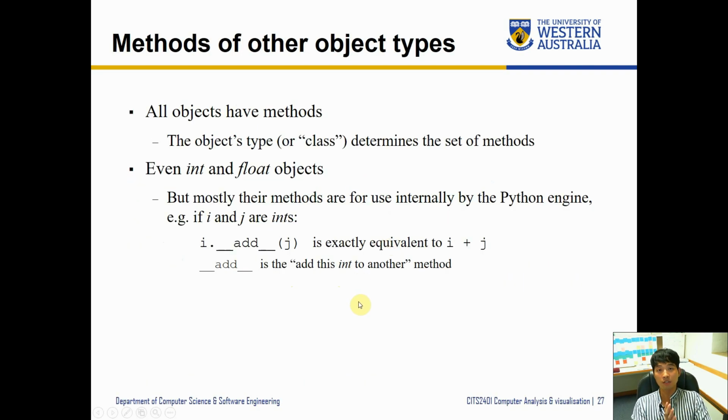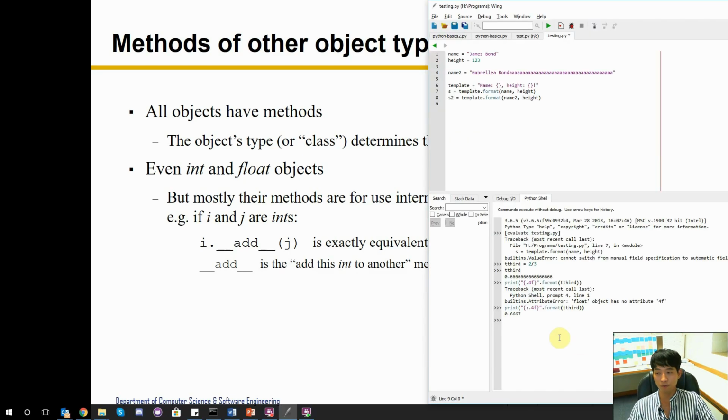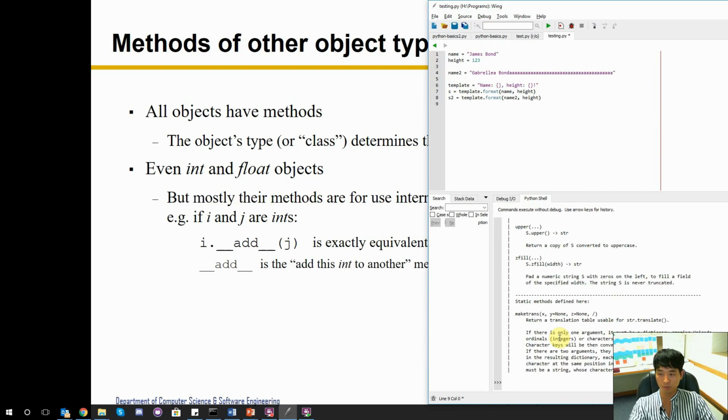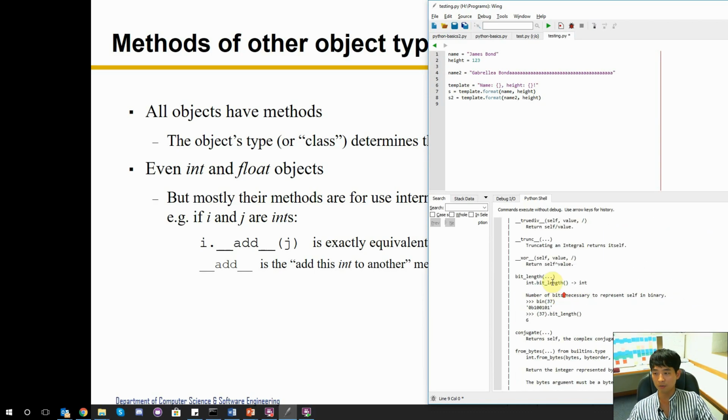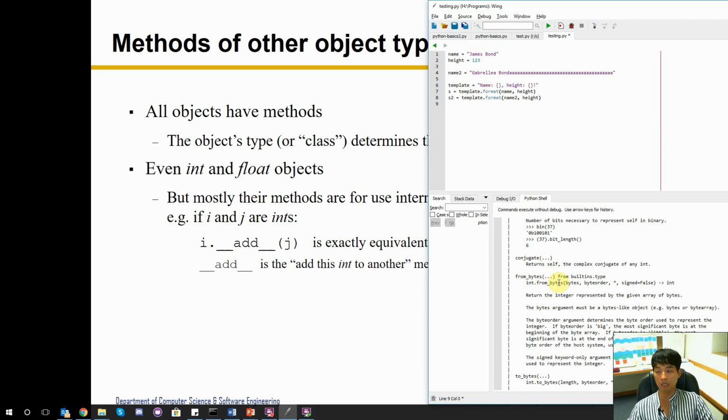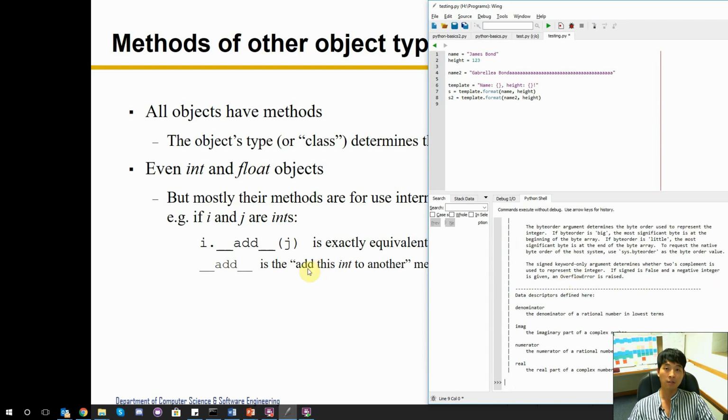So all objects have methods, right? So we are revisiting methods here. The object type determines the set of methods, okay? And even ints and floats have methods as well. So before we checked by help string, this shows me all the methods associated with string. You can do the same with ints and floats. Help int, and you can see that there's a bunch of, well, not that many, but there are some methods available for int, and similar idea for floats.